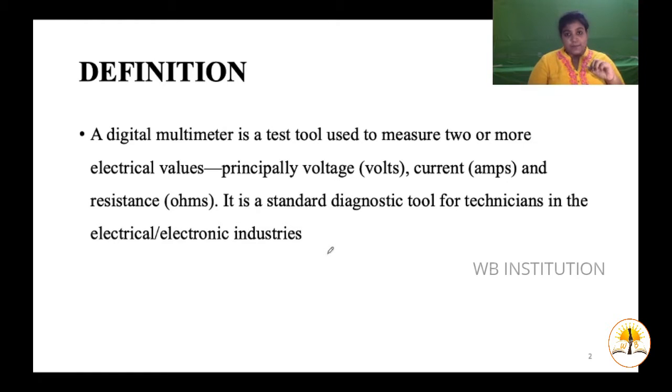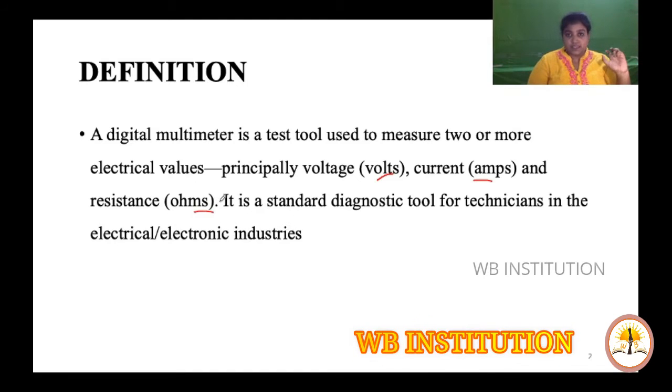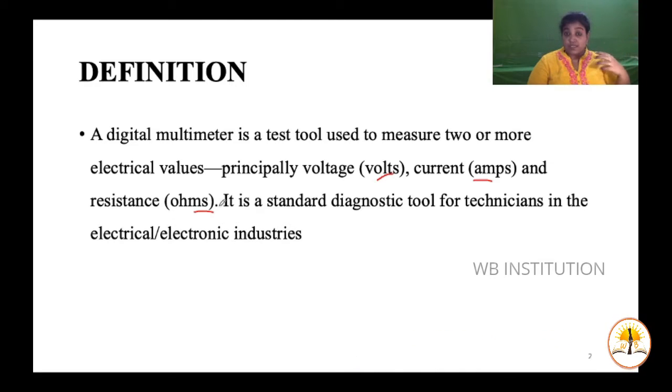As I told earlier, it is a tool to measure two or more electrical values. It can be your voltage, current, or resistance. Voltage can be measured in volts, current in amperes, and resistance in ohms. Ohms is for your resistance, right? These are standard tools, basically used in all electronic laboratories. It can also be used in shops, and it is very easily available in shops. This is what your multimeter is all about.